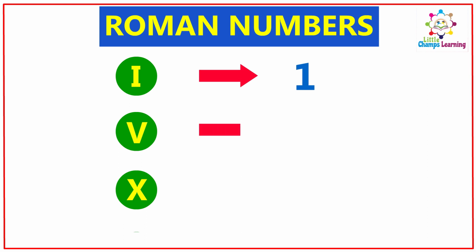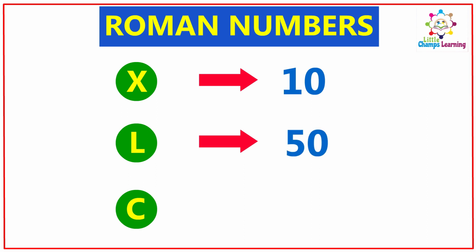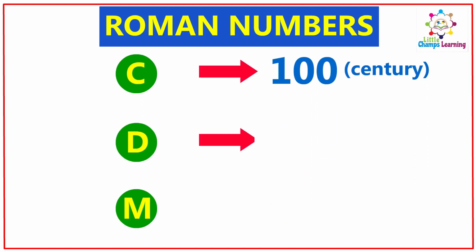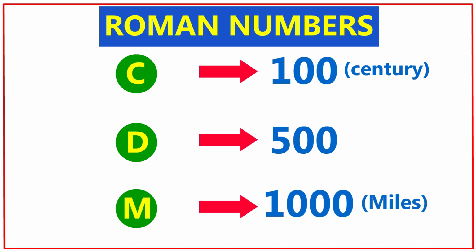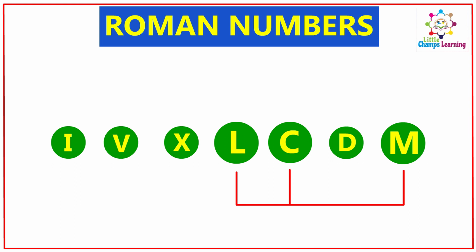V is the victory sign, 5. X is 2 V's, which is 10. For L I could not find anything. C is for century. For D again I could not find anything, and M is for miles. Since you have the term LCM, on the basis of that you can remember L, C, D, M. Okay, this was the first part, like how many symbols there are and what they represent.